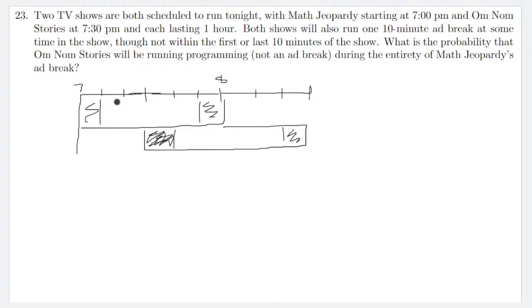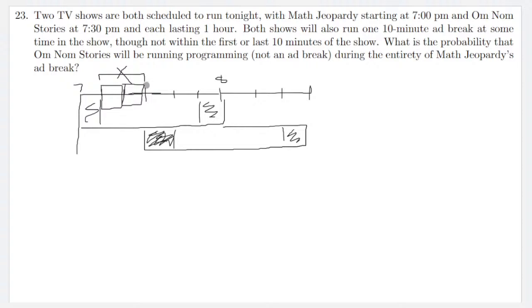So let's evaluate where Math Jeopardy's ad break could be. We'll consider by start time because it's slightly easier. If we evaluate by the start time, if the ad starts here, well, Om Nom Stories hasn't even started yet. So this is not good. Same here, same thing here. And basically, if the ad break starts anywhere in this range, there will always be a tiny bit where Om Nom Stories has not started yet. So this is all no. That's bad.